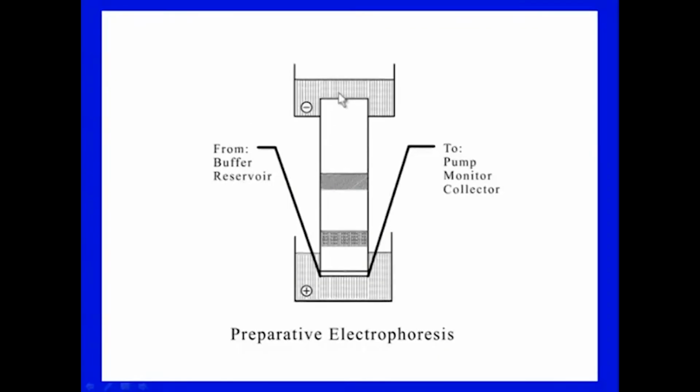This is a simple setup: you have a gel and a buffer reservoir here, and you collect the eluate, which is directed to a pump or monitor, and this is how you overrun the gel, but of course, you do not allow it to pass into the tank buffer. So, this is how preparative electrophoresis can be performed, where you can actually recover a lot of sample.